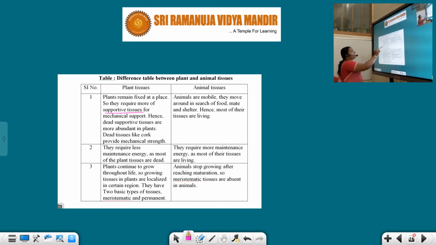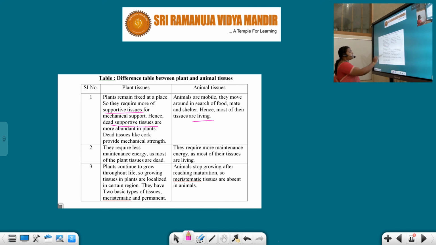Hence dead supportive tissues are more abundant in the plants. Dead tissues like cork provide the mechanical strength. Mostly plant bodies have dead tissue, as it provides more mechanical strength. And the same point we can see in the animals. Animals are mobile. They move around in search of food, mate and shelter. Hence most of the tissues are living. So if we look at plant tissue, mostly they are dead tissue, but in the case of animals, they are living tissues.